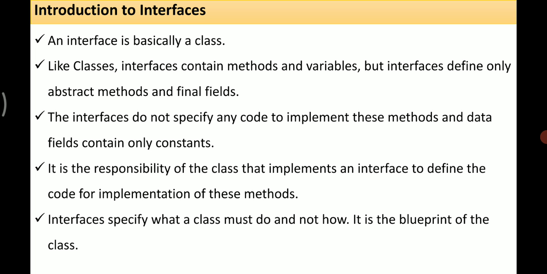We'll see first what an interface is. An interface is basically a class. Like classes, even interface contains methods and variables. But interfaces define only abstract methods and final variables. The interfaces do not specify any code to implement these methods, and data fields contain only the constants.